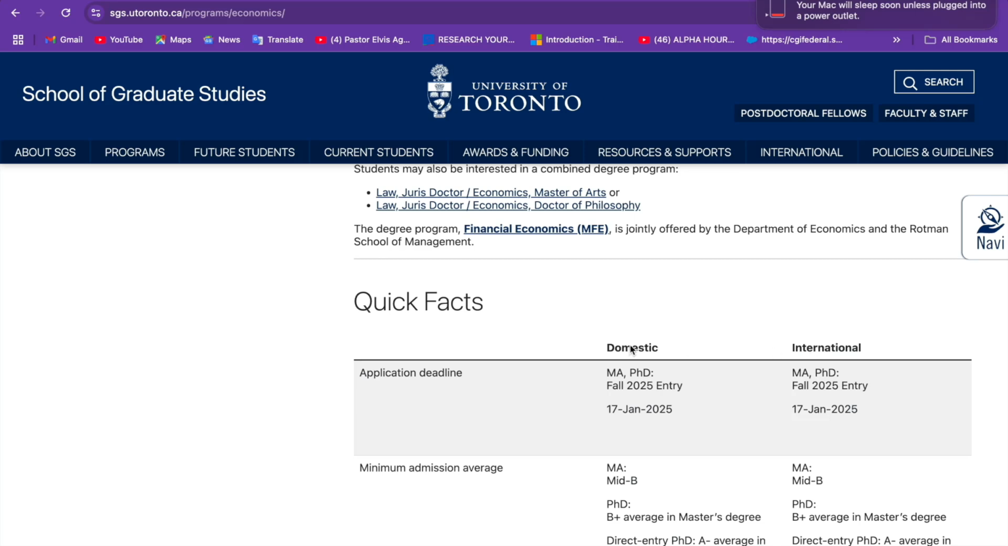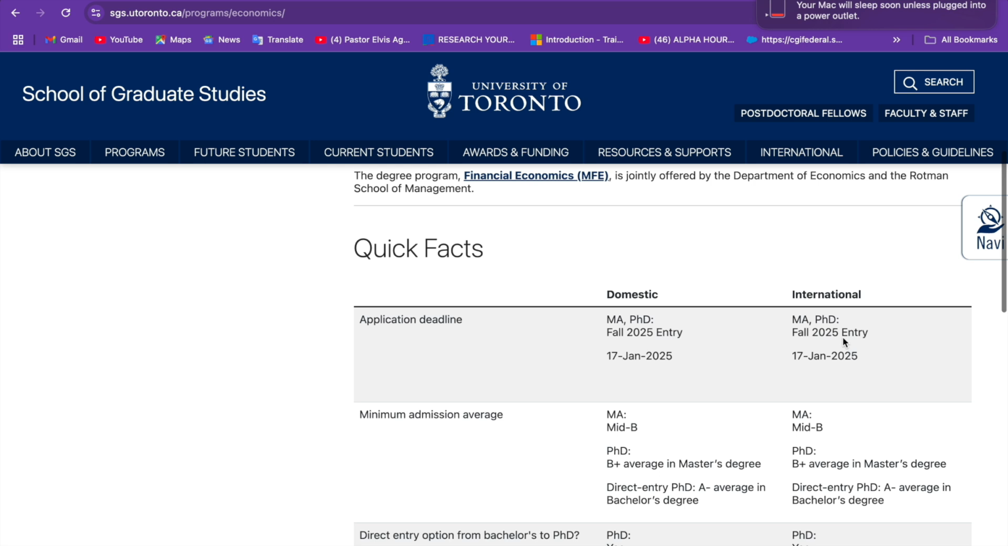There's domestic. Domestic simply means people who are Canadians. So they are either citizens or permanent residents. That is for domestic. I don't need to look at that. I'm an international student because I'm coming from outside. So I look at international. Then there's MA, PhD there.